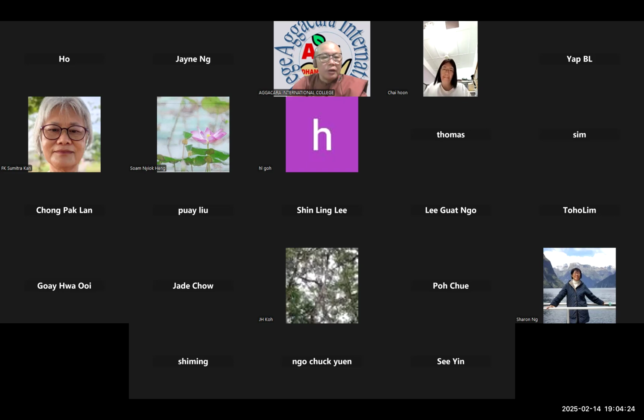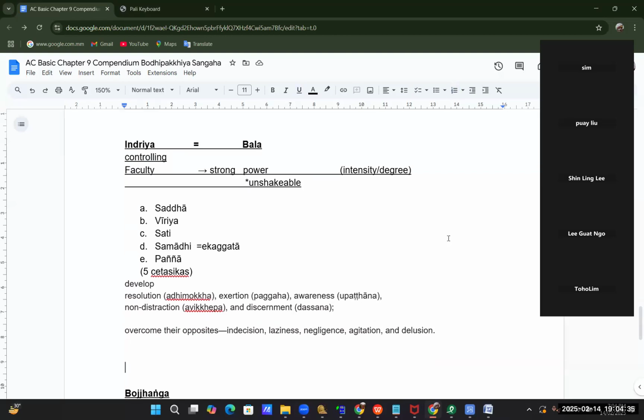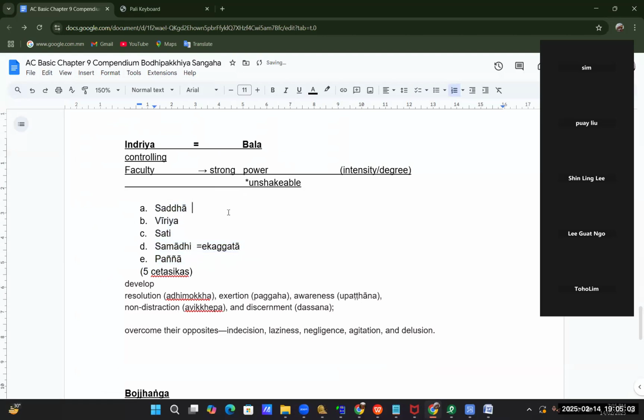Okay. Now, how are we going to make it less abstract, like Thomas said? One way to do it is to link it with meditation, right? This thing you need to practice in meditation. So, like this, okay, faith. I'm going to put it in a kind of table. So how are you going to increase your faith, all right?